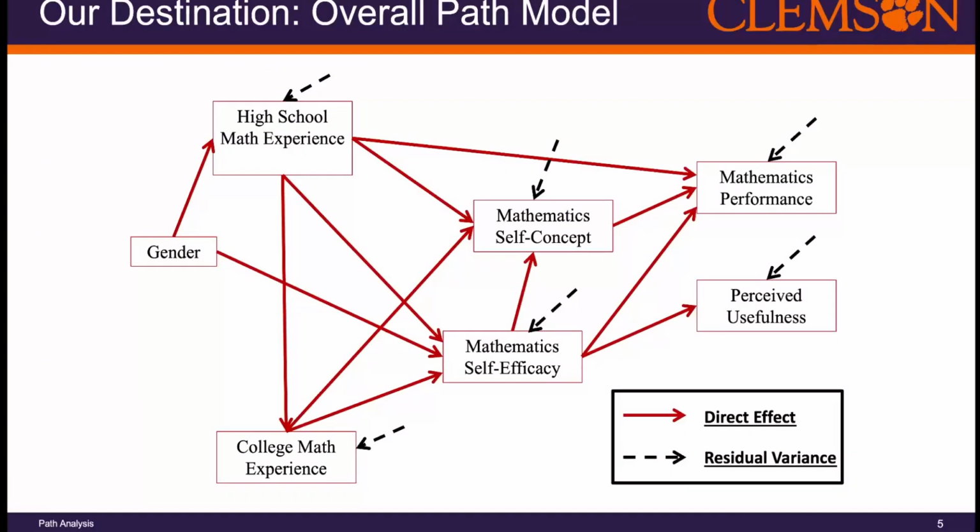This was the path model that was in the paper itself. Gender predicts high school math experience and math self-efficacy. High school math experience is said to predict college math experience, math self-efficacy, math self-concept, and mathematics performance. College math experience directly predicts math self-efficacy and math self-concept. Then, for the variables in the middle, math self-concept predicts mathematics performance, and math self-efficacy predicts perceived usefulness.